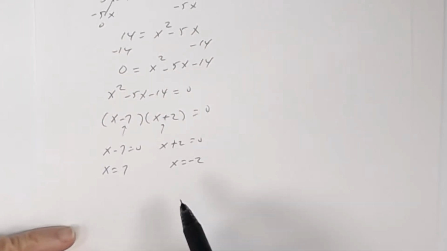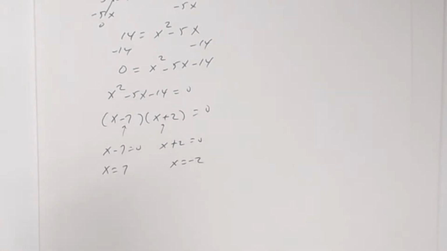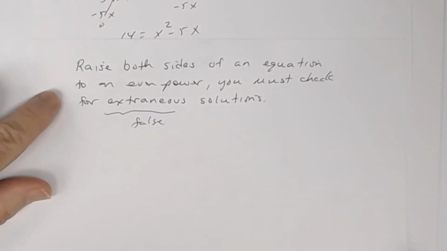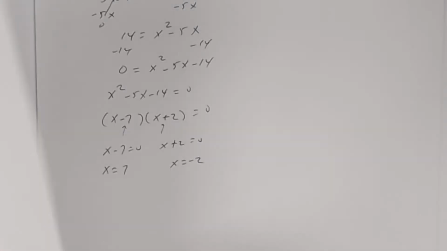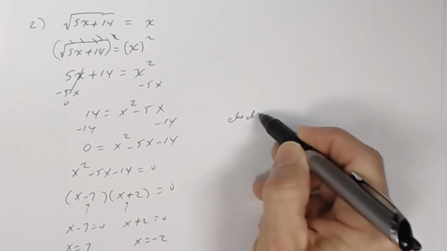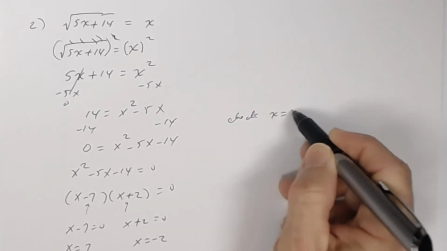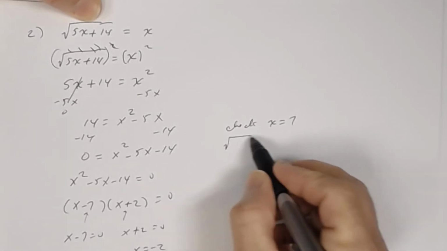Now you have to be careful. Many students will make the mistake of stopping there. But remember what we said: whenever you raise both sides of an equation to an even power, you must check for extraneous solutions. So let's go off to the side and check each of these solutions. Let's check the first one, x equal 7. Remember, you must go back to the original problem, so I'm going to write the original problem over.